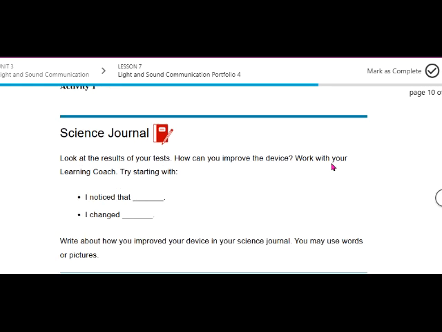In your science journal, you want to make sure you record what you did to improve. You can draw pictures of the changes you made. You can write sentences. You can use these sentence starters. I noticed that blah, blah, blah. I changed blah, blah, blah. Write about how you improved your device in your science journal. You may use words or pictures.